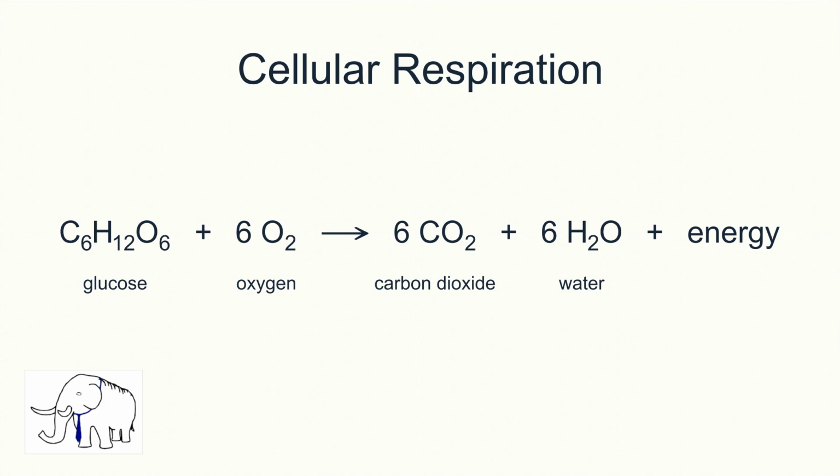For level 2, we're going to start breaking cellular respiration into its component pathways, like glycolysis, the citric acid cycle, and the electron transport chain.